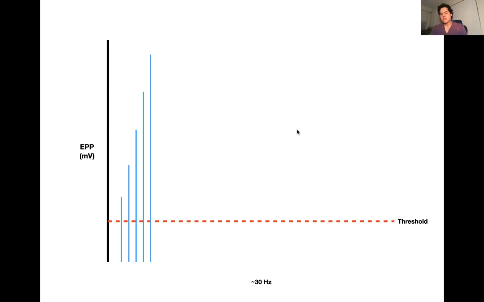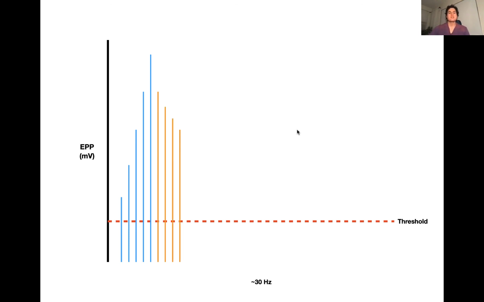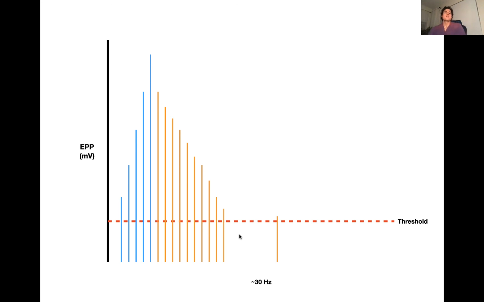Now you may be asking yourself, does this process of facilitation happen forever? And the answer is no. At a certain point, as we continually stimulate the motor neuron and cause the release of neurotransmitters, the end plate potential will gradually come down with each stimulation, until it gets to a level a little bit above threshold. I just put this break in here to show many trials. This part of the graph is called depression.